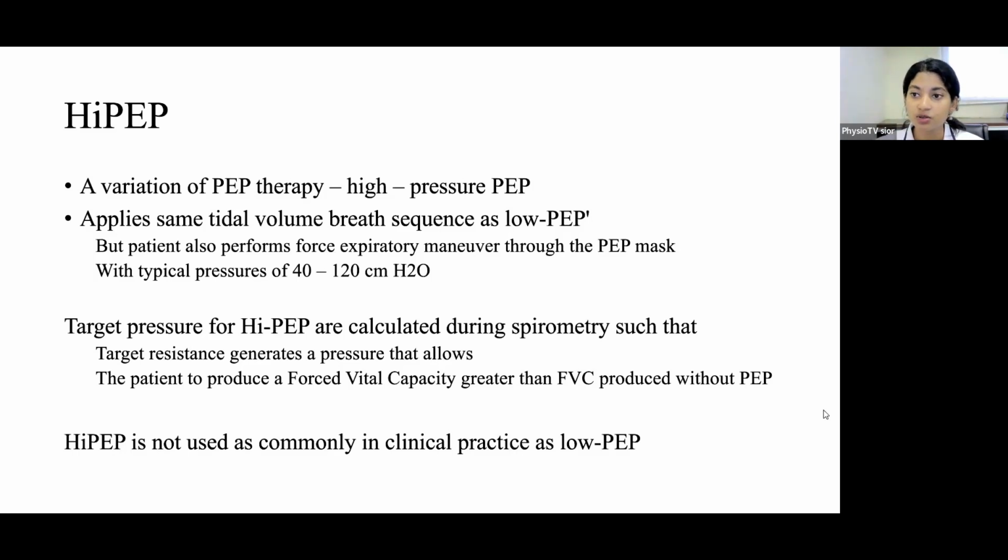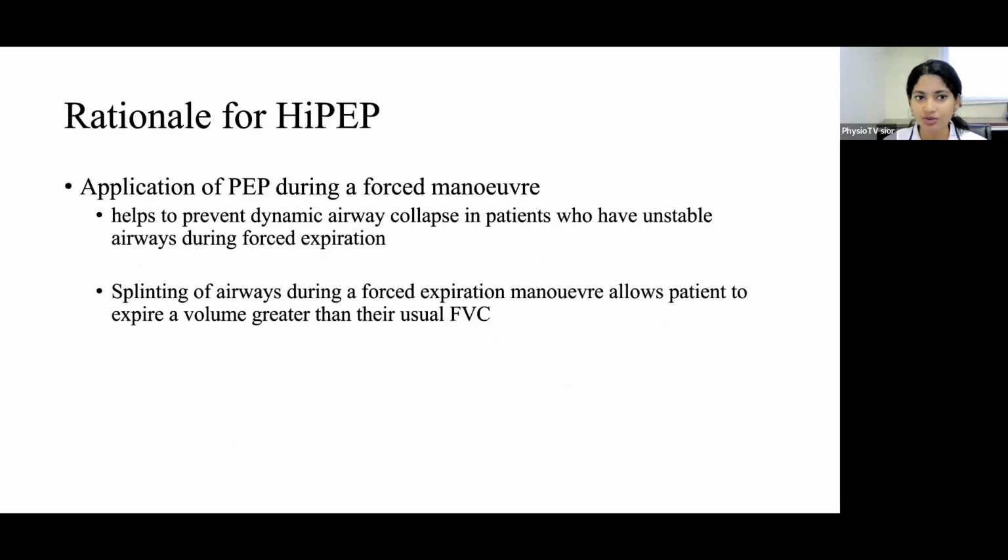So although this technique was developed, it is not widely used. It is the low PEP therapy that is commonly used all around the world as compared to the high PEP therapy. So let's understand what is the rationale for developing this therapy.